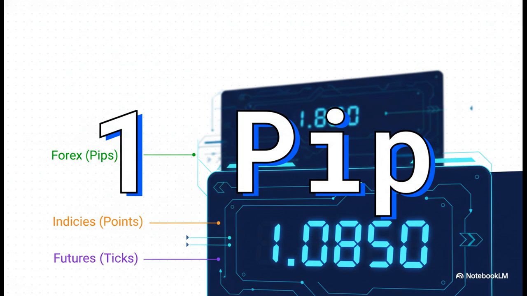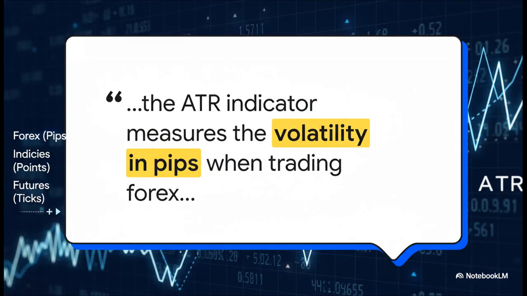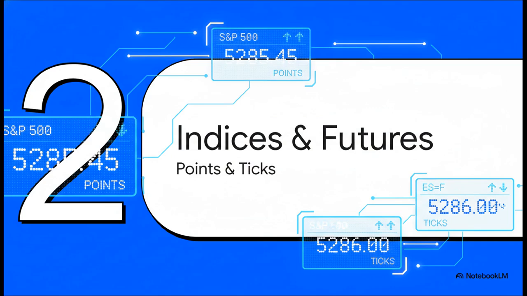I mean, just look at this. For most currencies, a pip is all the way out at the fourth decimal place. So if you see the euro/dollar go from 1.0850 to 1.0851, boom, that's a one-pip move. And this isn't just some abstract concept. You'll see it in action all the time. Tools you might already be using, like the average true range, the ATR, literally measure a market's volatility in pips. That's its language.